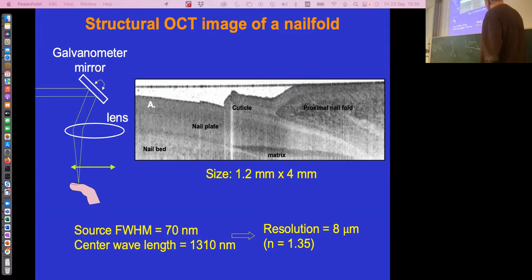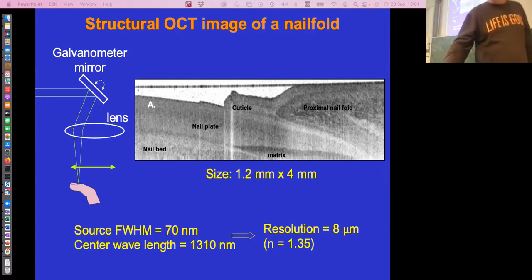The nice thing is that you can actually see the area where the nail is growing. This is the nail plate. This is completely under your skin. That's where your nail grows. And this is a typical image at 1310 nanometer, the center wavelength of your source, with a resolution of about 8 micron and a source spectral width of 70 nanometers.